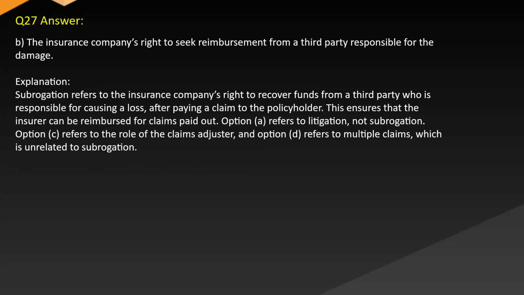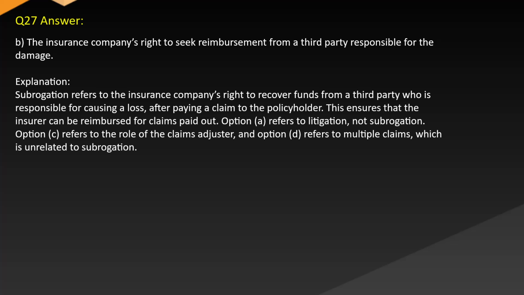Answer: B. The insurance company's right to seek reimbursement from a third party responsible for the damage. Explanation: Subrogation refers to the insurance company's right to recover funds from a third party who is responsible for causing a loss after paying a claim to the policyholder. This ensures that the insurer can be reimbursed for claims payout. Option A refers to litigation, not subrogation. Option C refers to the role of the claims adjuster, and option D refers to multiple claims, which is unrelated to subrogation.